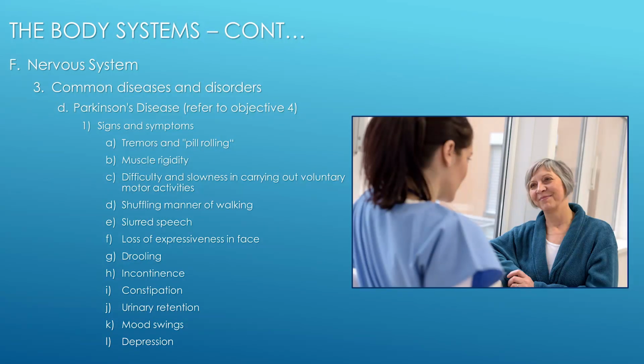Parkinson's disease. Signs and symptoms: tremors and pill rolling, muscle rigidity, difficulty and slowness in carrying out voluntary motor activities, shuffling manner of walking, slurred speech, loss of expressiveness in face, drooling, incontinence, constipation, urinary retention, mood swings, and depression.